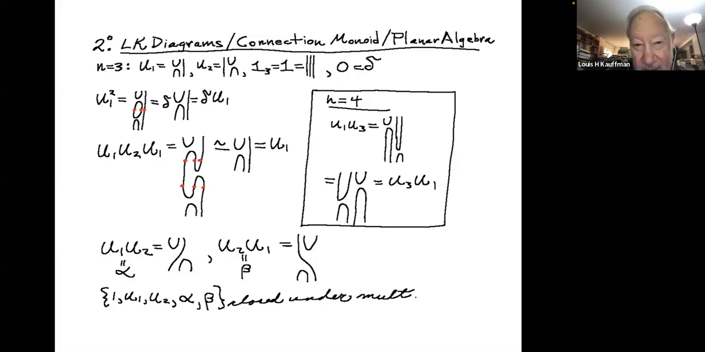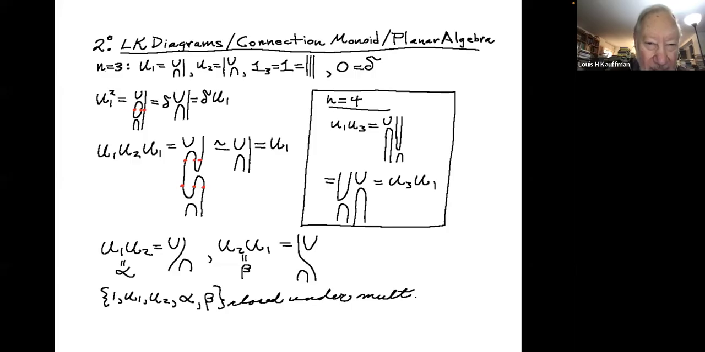By the way, I apologize to people who have understood this for many, many years and know all about it. There may be some things in the talk that you don't know, and I thought I would best start from the beginning. So here we're at n equals 3, and we have two generators, U1 and U2, and you see they are cups and caps in the first and second line and in the second and third line, and there's the identity, and the loop corresponding to that scalar delta.